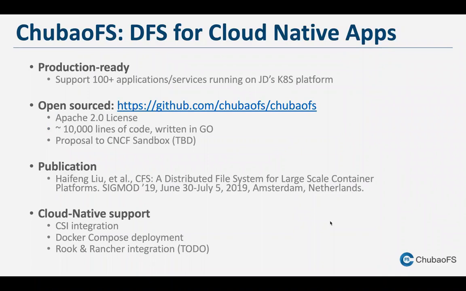TrueBio-FS is a distributed file system designed for cloud-native apps. Currently, it's already being used to support more than 100 applications and services running on JD's Kubernetes platform. We open sourced it about 3 months ago. It's under the Apache 2.0 license. It has a relatively small code base, about 10,000 lines of code written in Go. And we are in the process of preparing the proposal to the CNCF sandbox.